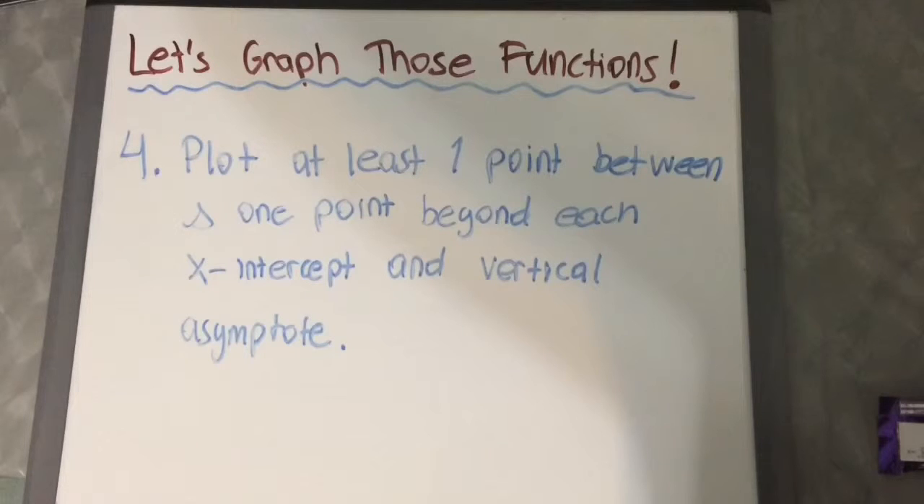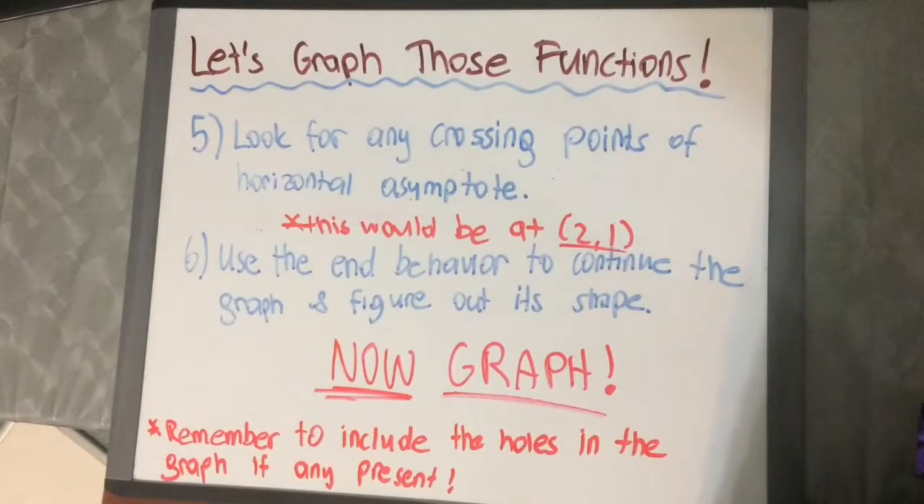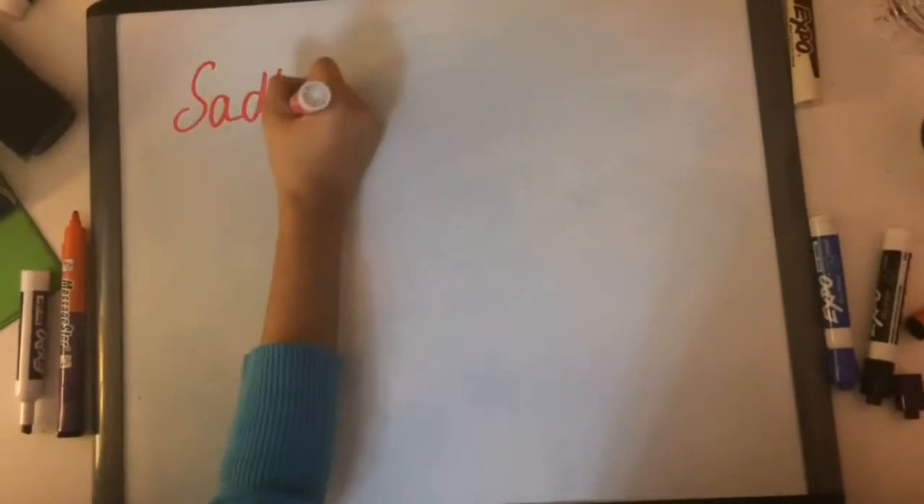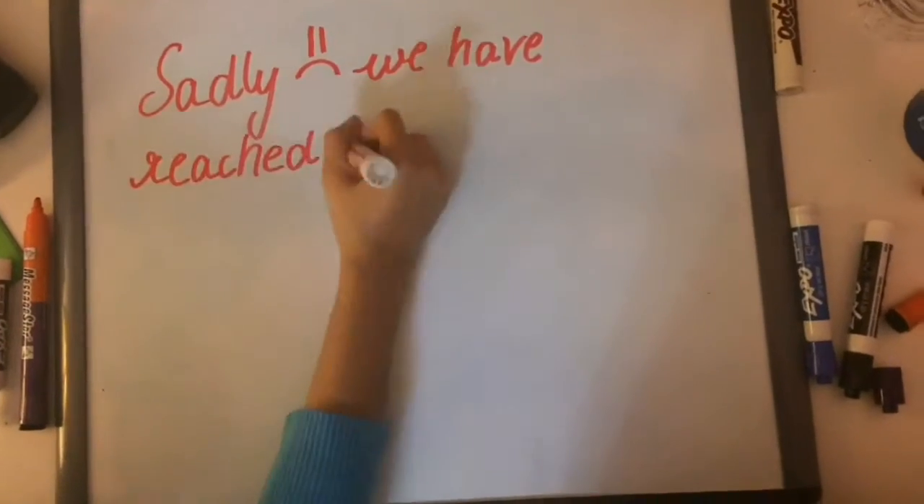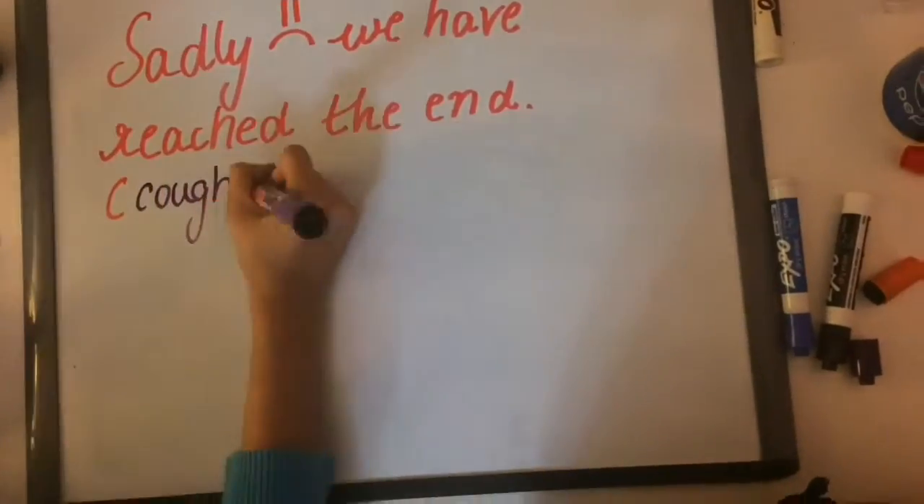You could initially graph the vertical and horizontal asymptotes, which would be y equals 1 and x equals 3. It's a good idea to plot at least one point between and one point beyond each x-intercept and vertical asymptote. You could look for the crossing points of the horizontal asymptote, which would be at (2, 1). You could also write in the hole if there is one. Lastly, the end behavior could be used to continue the graph indefinitely. Sadly, we have reached the end behavior of our lesson.